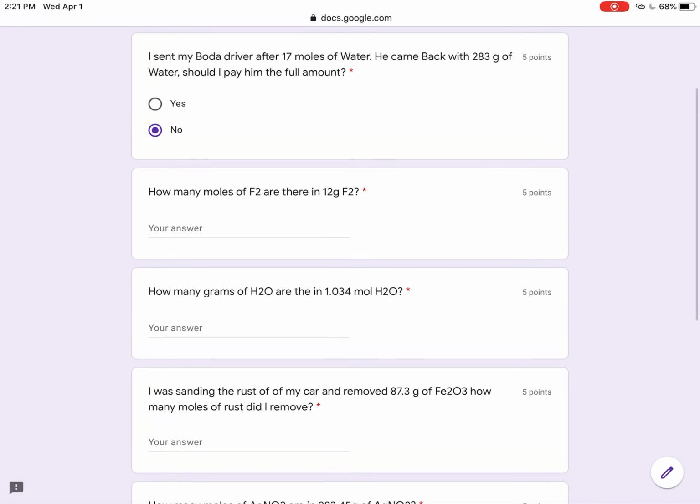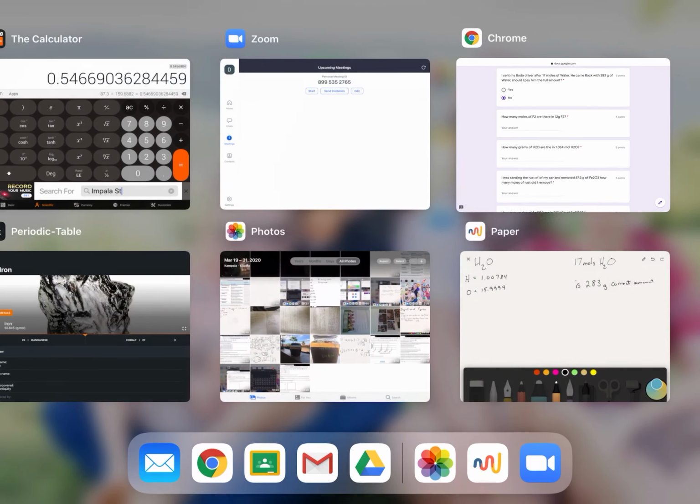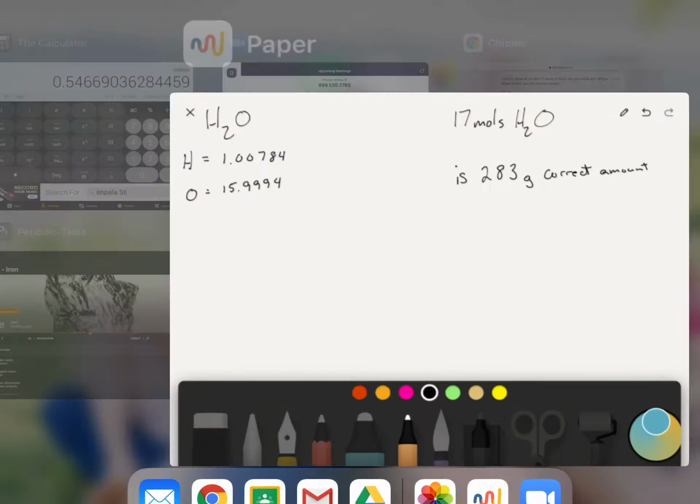Okay, I'm just going to go over a couple of these questions here from the Google form that is due later today. Question 1: I sent my boda driver after 17 moles of water. He came back with 283 grams of water. Should I pay him the full amount? Yes or no?